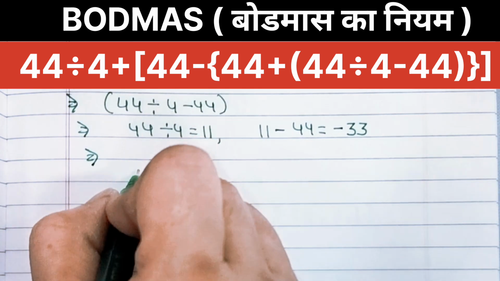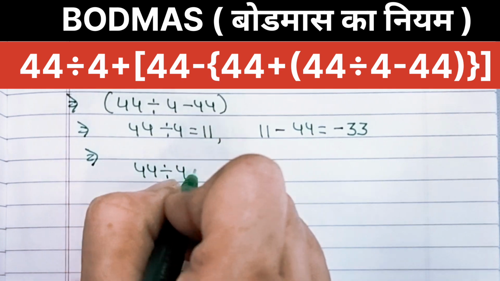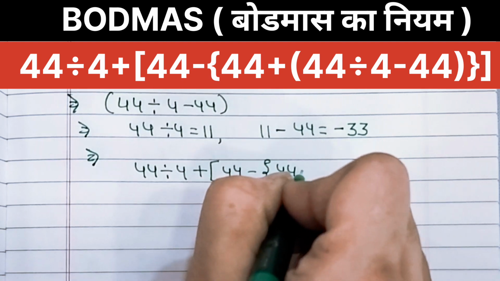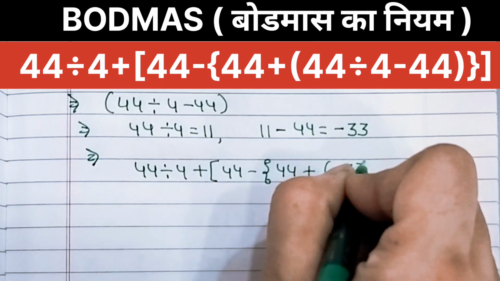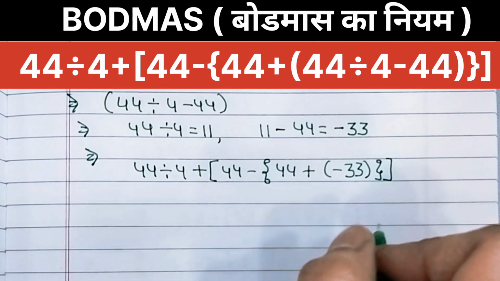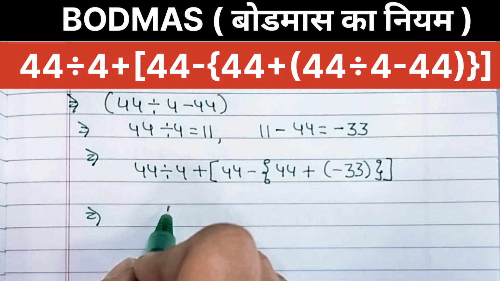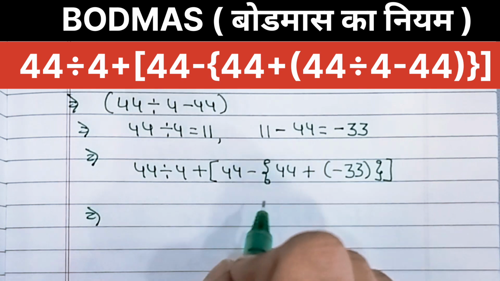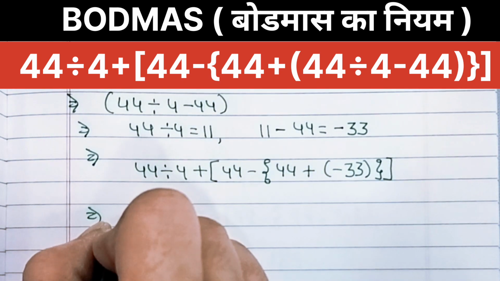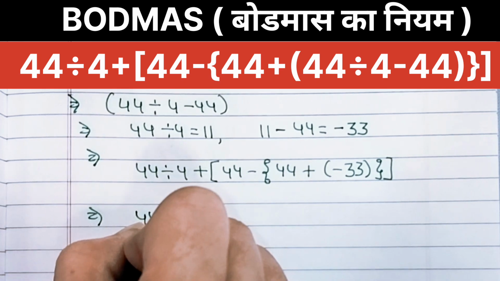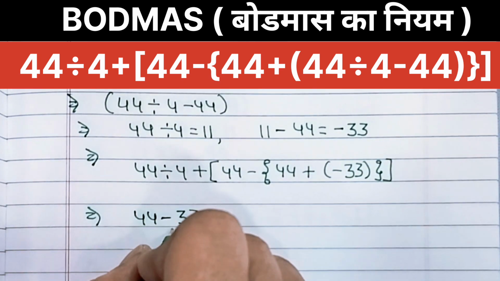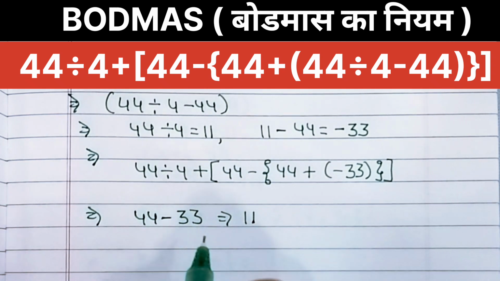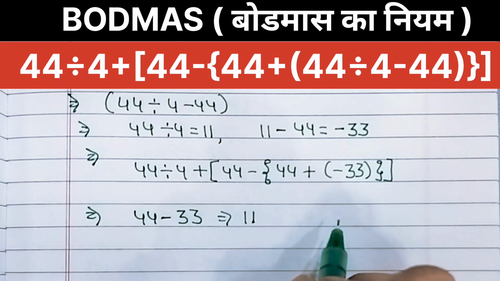Now the expression becomes 44 divided by 4 plus square bracket 44 minus curly bracket 44 plus minus 33. Now the curly bracket and square bracket remain. In step 2, solve the curly brackets. We simplify the signs: plus and minus becomes minus, and perform the addition and subtraction. So first there is 44 minus 33, so plus minus minus, and then the answer will be 11. And in this step 2, brackets must be removed in order from the innermost to the outermost.